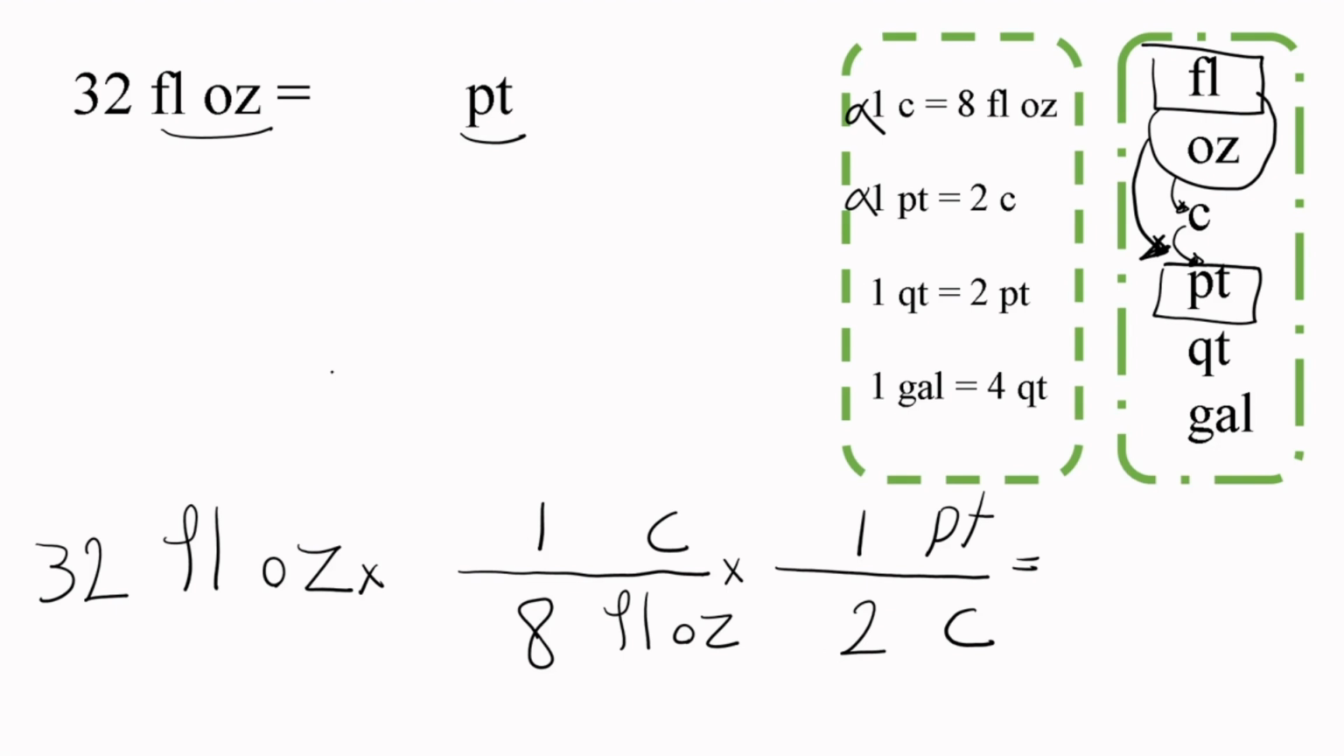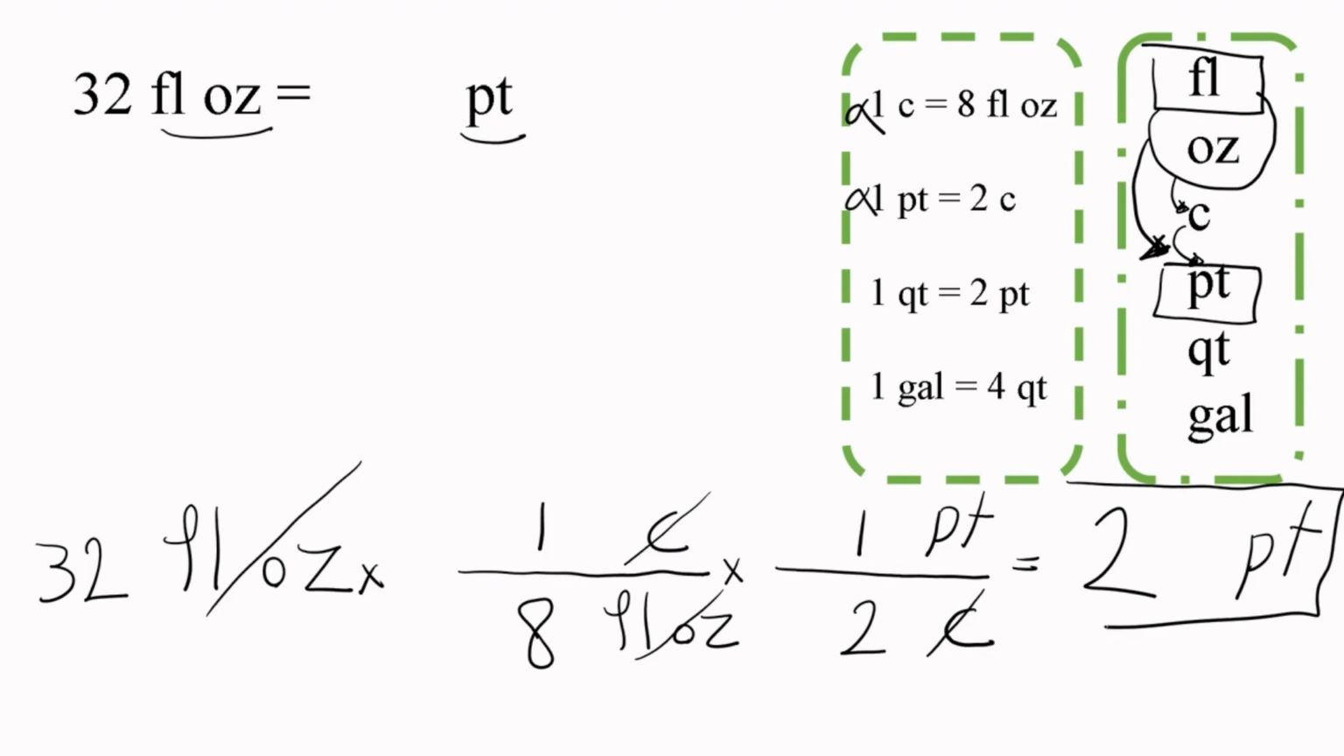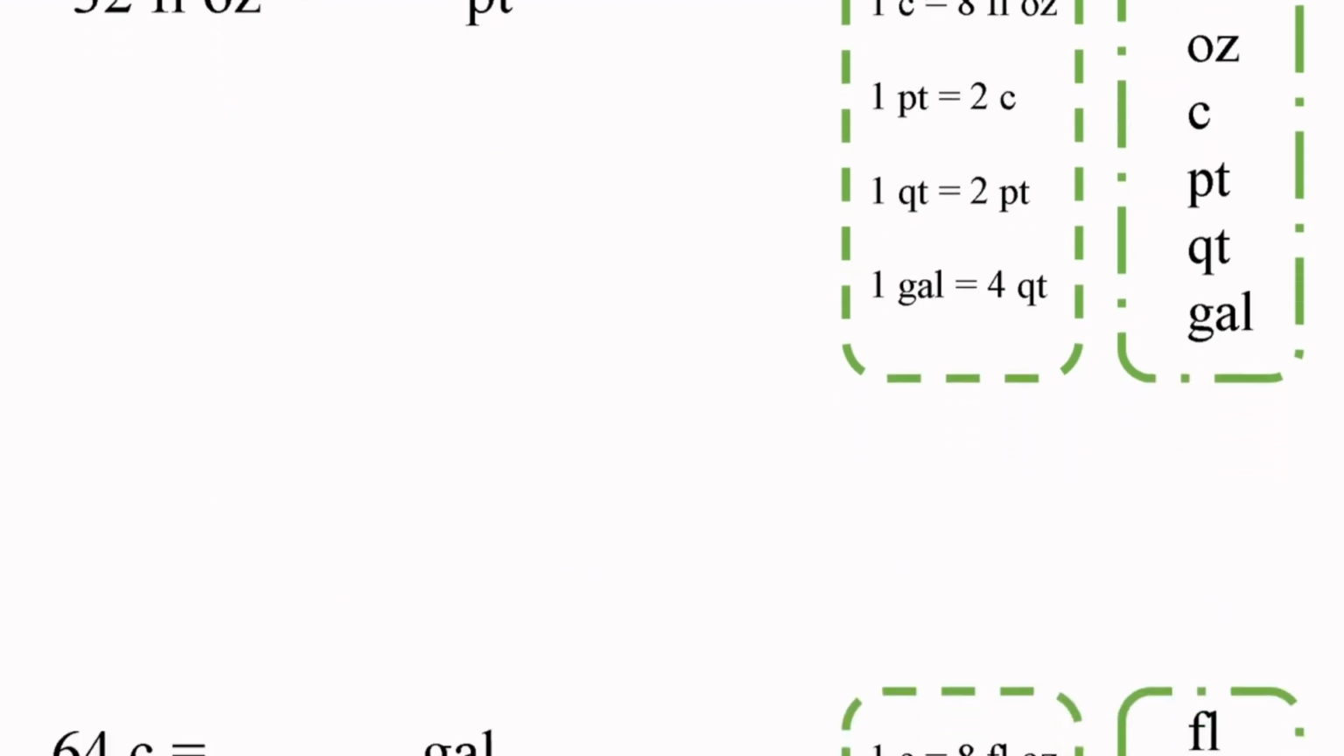Let's check the unit first. These fluid ounces will be cancelled by this one. These 2 cups will be cancelled by each other. And finally, I'm going to have only pints. So 32 divided by 8 will be 4, and 4 divided by 2 will be 2. So the final answer is 2. And this is the only correct answer of this example.